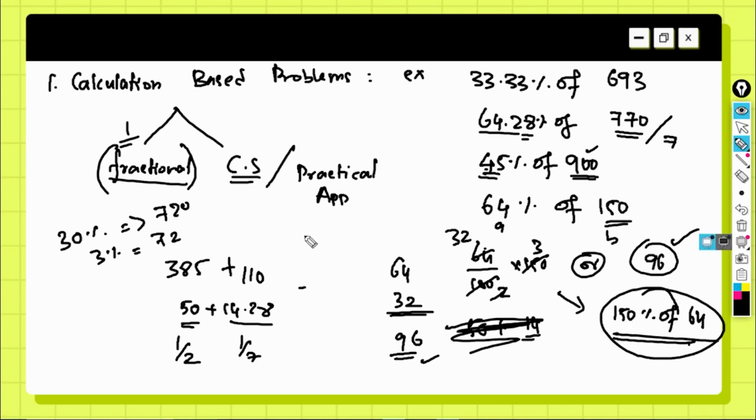Whenever you get some difficult percentage of an easy number, you can write it as an easy percentage of a difficult number, so calculating this easy percentage will be a cakewalk for us. So a percentage of b can be written as b percentage of a.